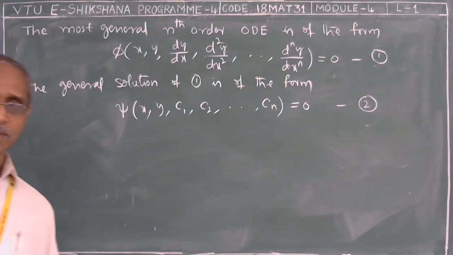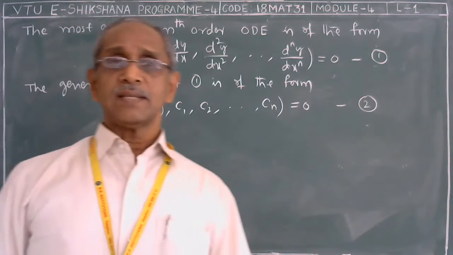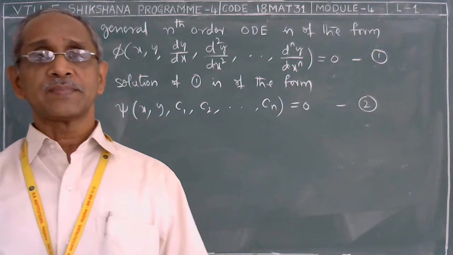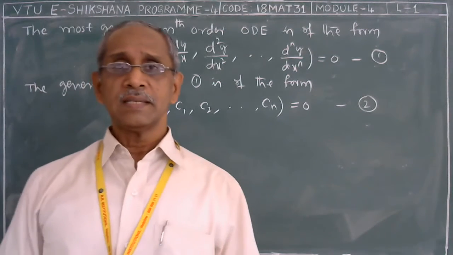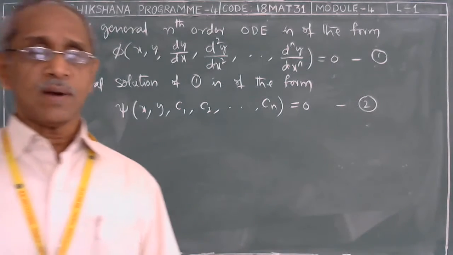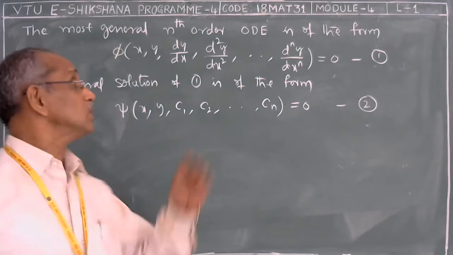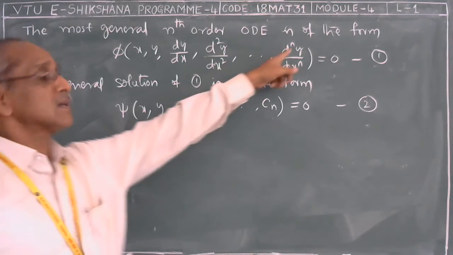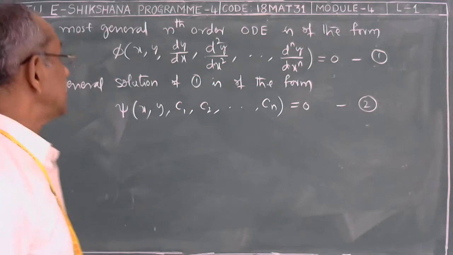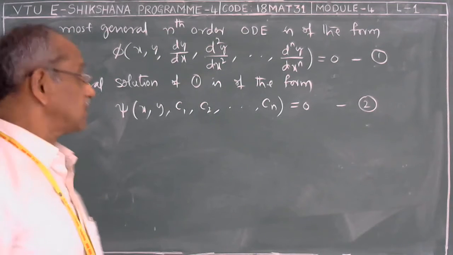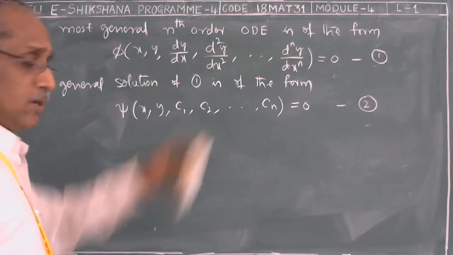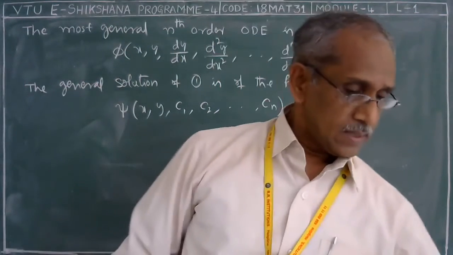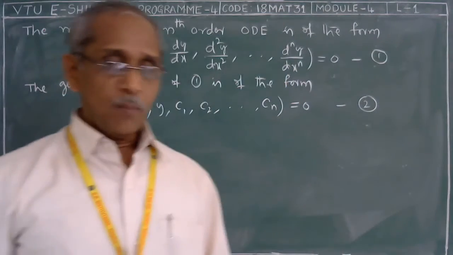What do you mean by a solution? First of all, a solution of a differential equation is a relation between the variables that satisfies the differential equation. And a general solution is the one in which the number of arbitrary constants is equal to the order of the differential equation. So there are n constants and the order of the differential equation is n. So this is a general solution of the differential equation 1. If the values are specified for C1, C2, Cn, then the resulting solution will be a particular solution.